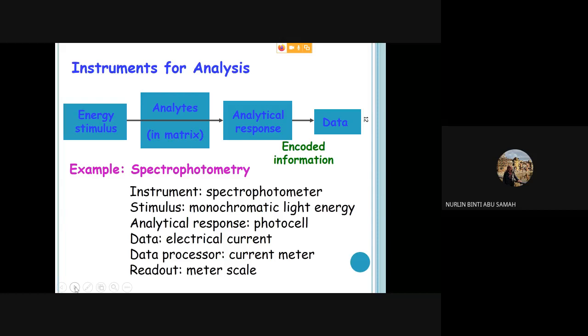The stimulus energy is the monochromatic light energy. The analytical response is the photocell. The data is the electric current that we get from the analytical response. The data processor is the current meter, and the readout is the meter scale.